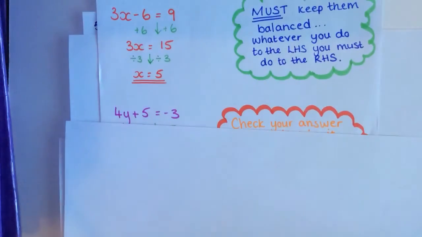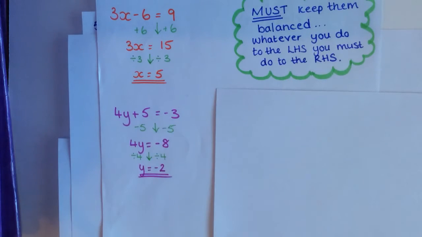Have a look at this one. Pause it, have a go. So, take away 5 from both sides. Next step would be to divide by 4 with an answer of y equals -2.